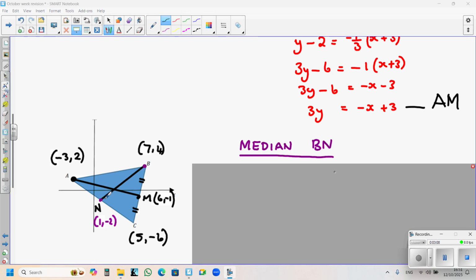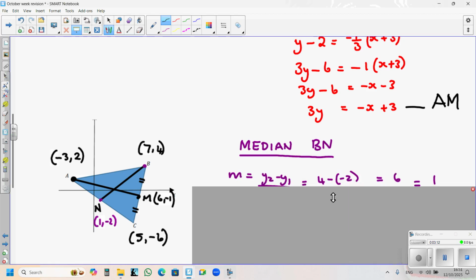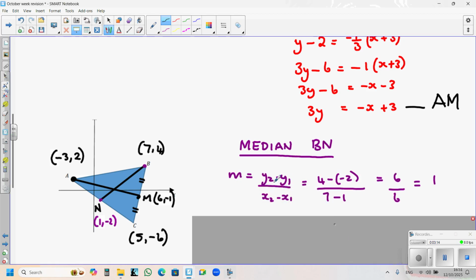I've now got 2 points on that median, so I can go back and work out the gradient the way we did again in National 5. So y2 minus y1 divided by x2 minus x1. So we've got 4 minus -2 divided by 7 minus 1. So that becomes 6 divided by 6, so the gradient of that line is equal to 1.